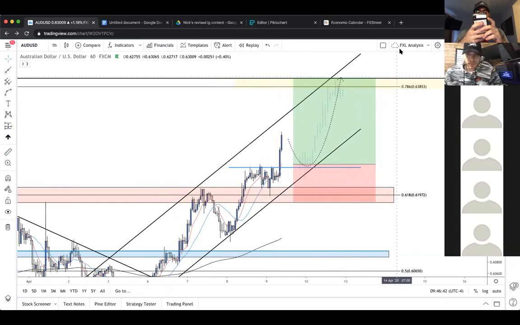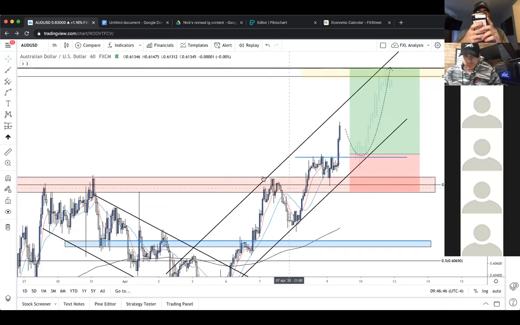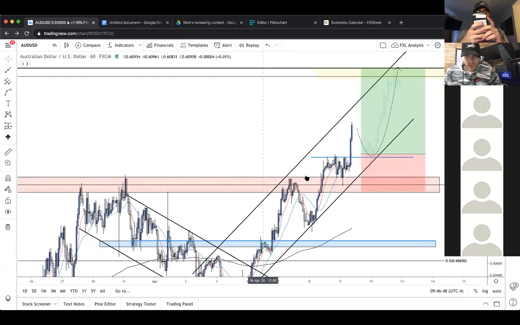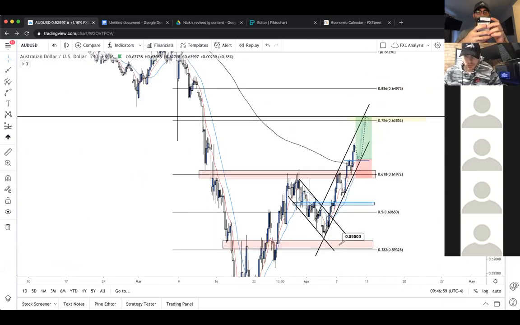So this is one setup on AU, right? Because our bias had changed. It broke this key resistance. We were short, but then it broke significantly, tested a support, gave us bullish setups, and now we're looking for longs. And that's it. We just changed our bias because yesterday we were looking pretty short on this.